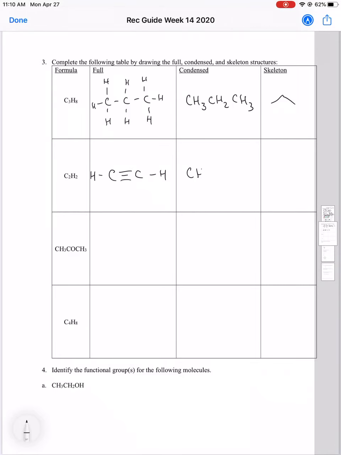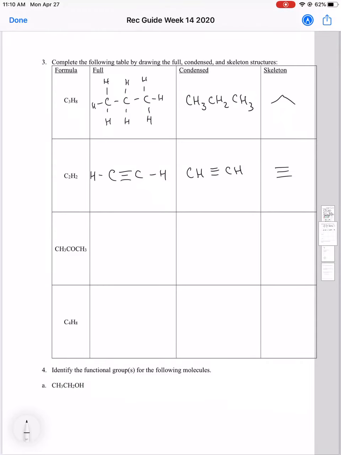We can do CH. Make sure you draw in that triple bond, because that's something you have to draw in when you're doing the condensed form. So you have CH, triple bond, CH. Then your skeleton, you can just draw 3 lines, because your hydrogens are implied, and you have 1, 2 ends that are your carbons.